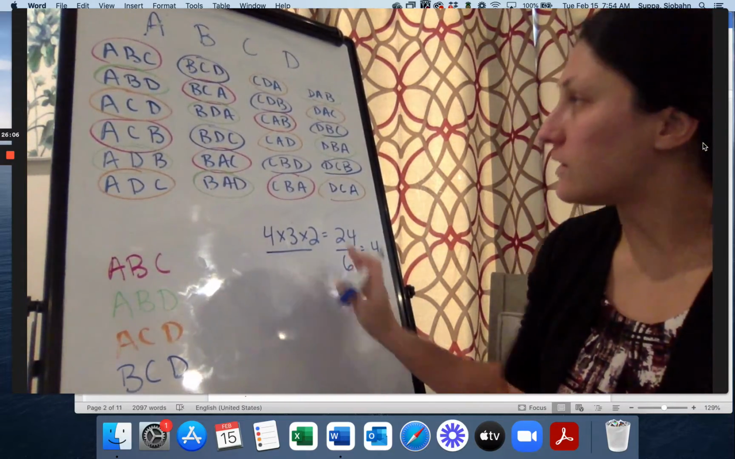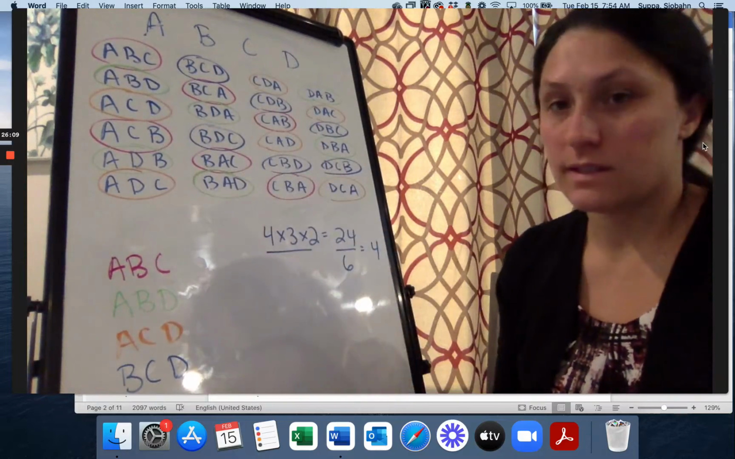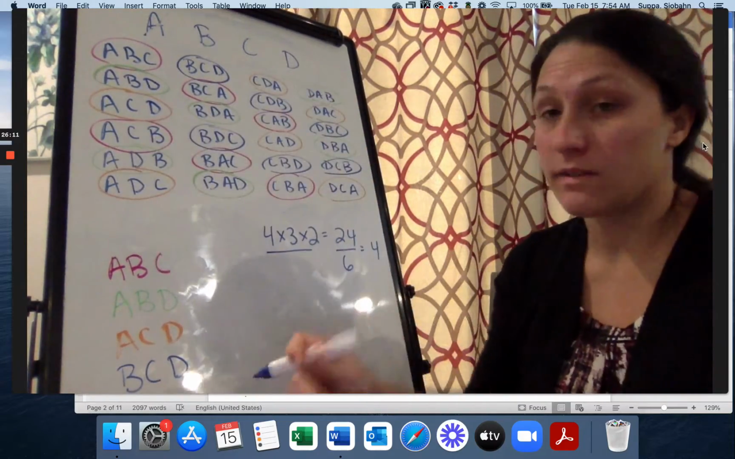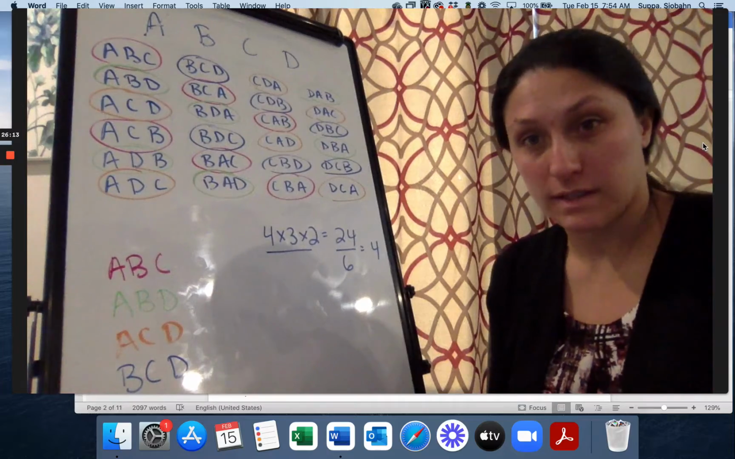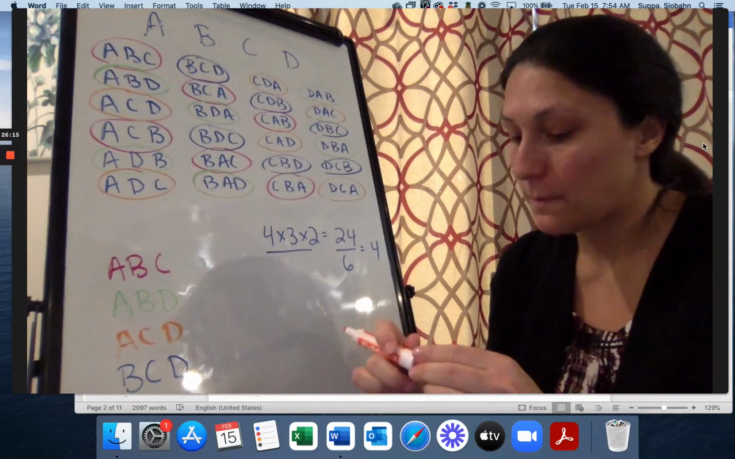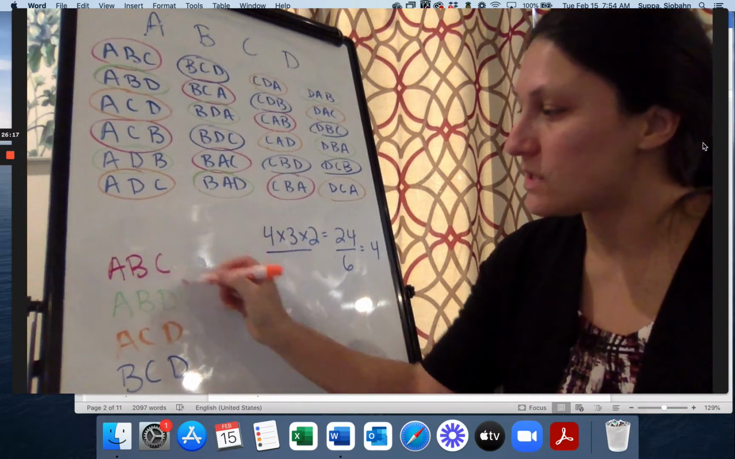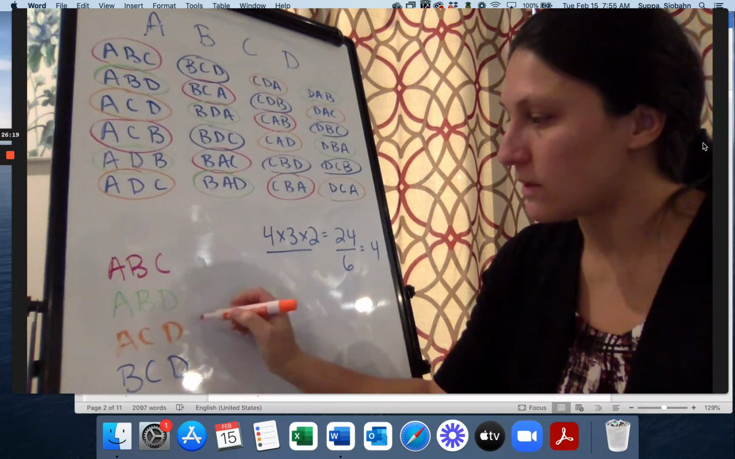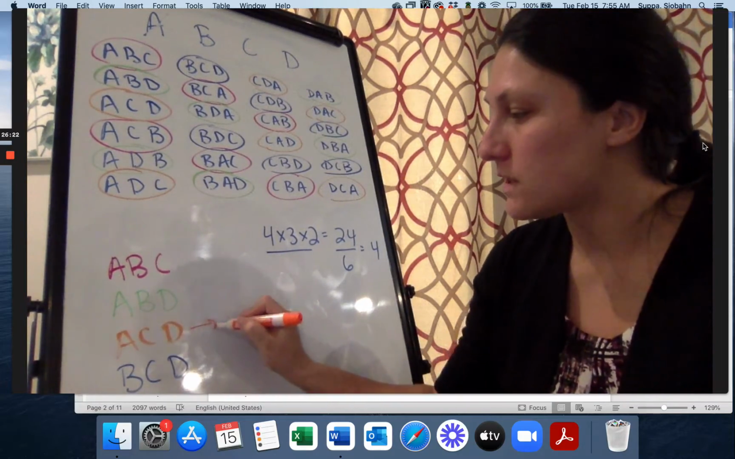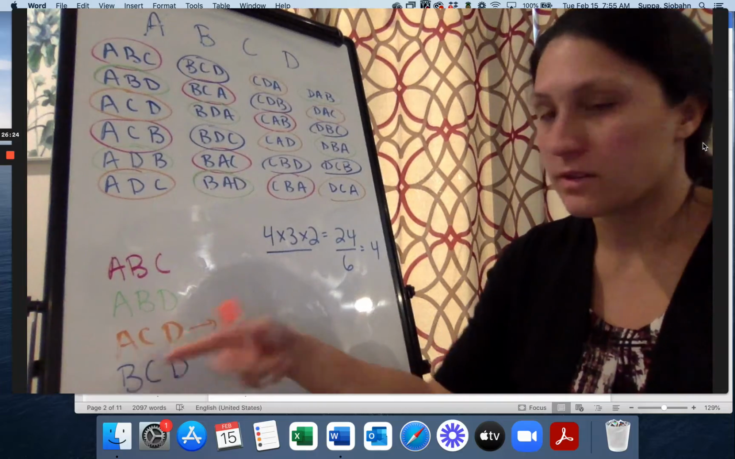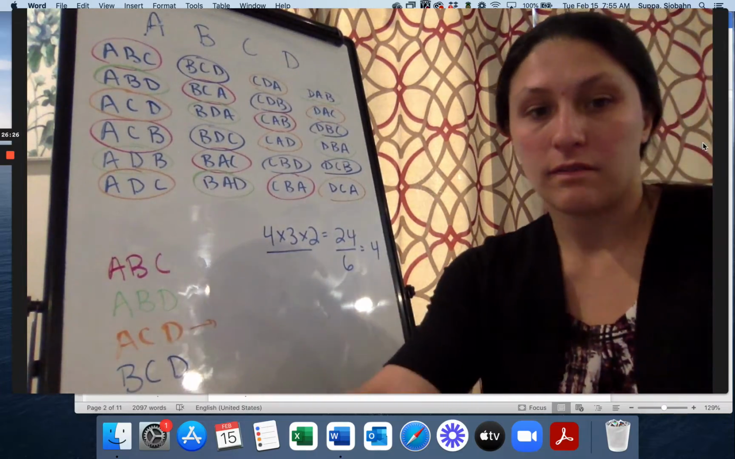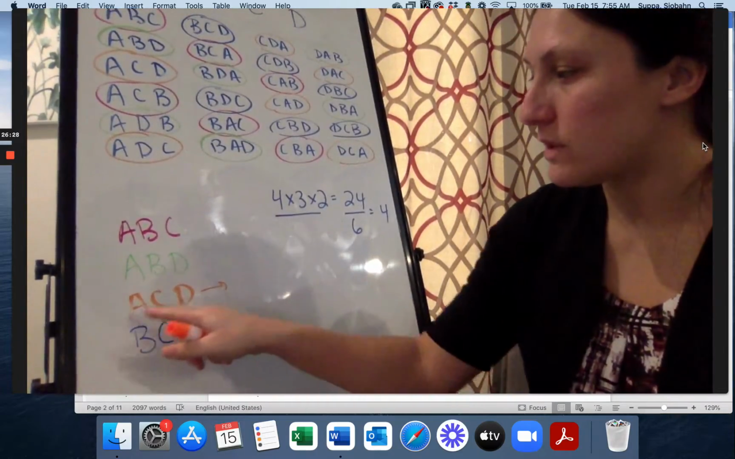How do I know that there's going to be 6 duplicates? In every single one of these elements, there will be 6 of the same group. How do I know that? Because if I just take one of these groups, it doesn't matter which one, I already know that there are 6 different ways to put these letters in order, right? How many different ways can I put these letters in order?